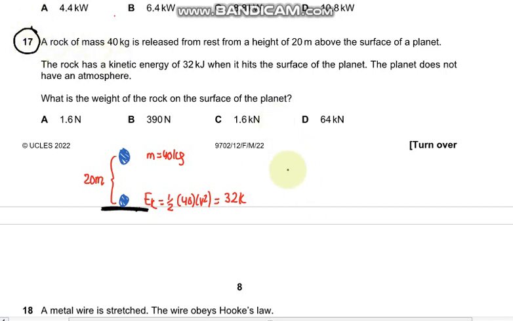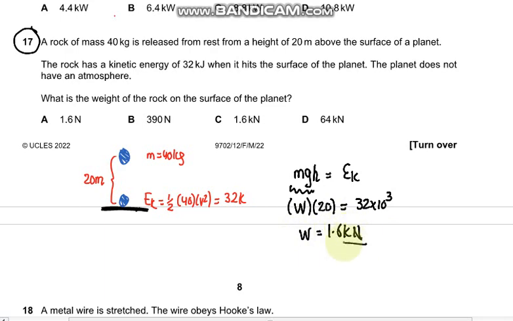So basically what is happening over here is that the potential energy is being converted to kinetic energy, which is half mv square. So we need to find the weight mg. H is given as 20, and the kinetic energy is 32 into 10 raised to the power 3. So the weight becomes 1.6 kilonewtons. C is the appropriate answer.